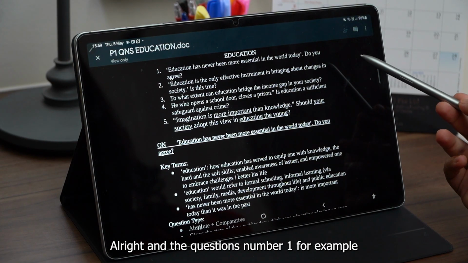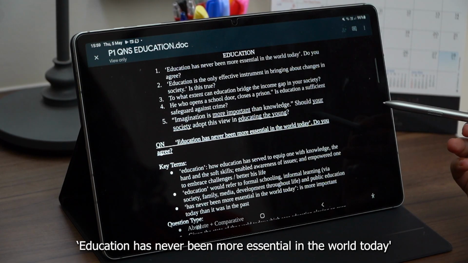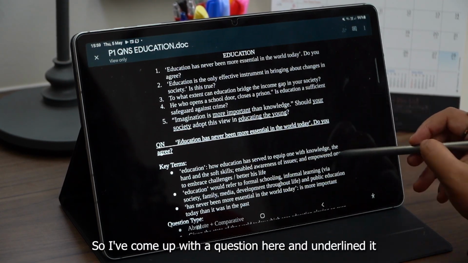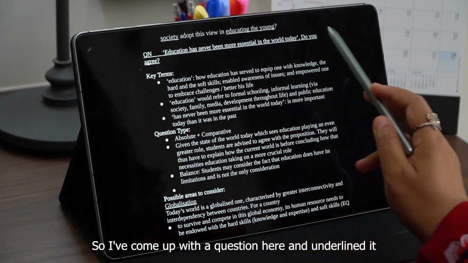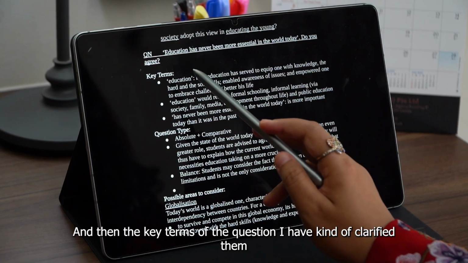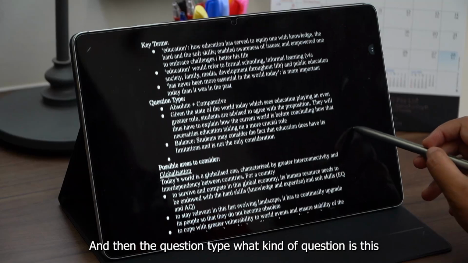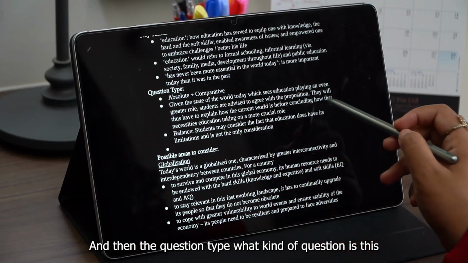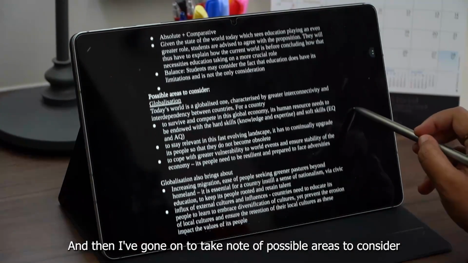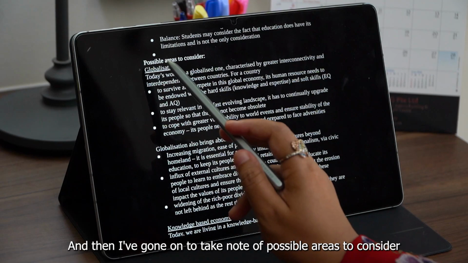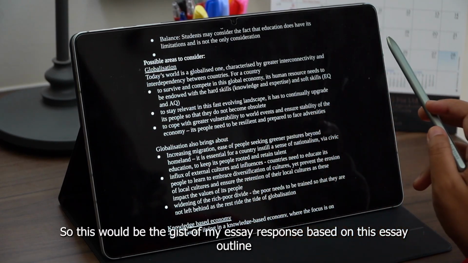The question number 1, for example: education has never been more essential in the world today. Do you agree? I've written the question here and underlined it, and then I've clarified the key terms of the question. And then the question type: is it an absolute question or is it a comparative question? Then I've gone on to take note of possible areas to consider. So this will be the gist of my essay response.